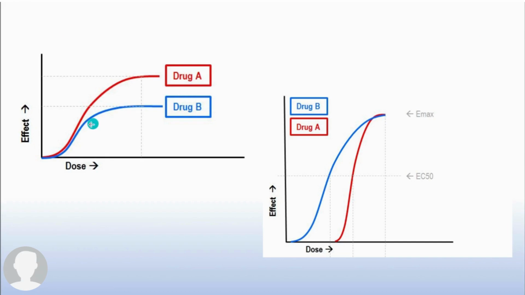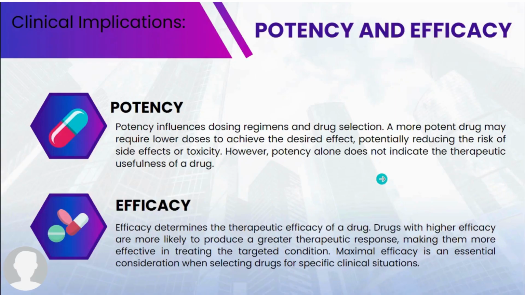Here you can say that drug A has more efficacy, while drug B has less efficacy. But the potency of both is the same. Here, the efficacy of both drugs is the same, but the potency is different. Drug B has more potency, while drug A has less potency due to the shift toward the right. Here, maximum height is different. Here, the position and distance from the left side is different.